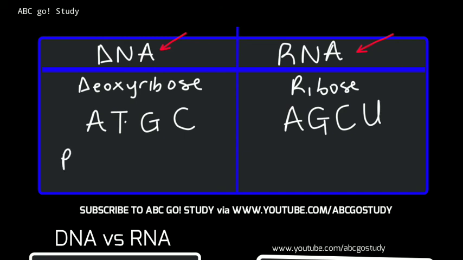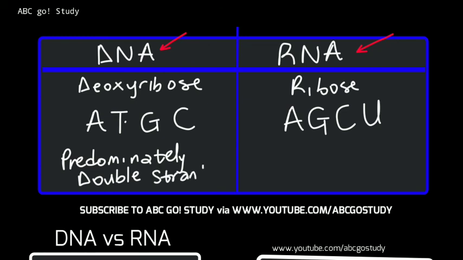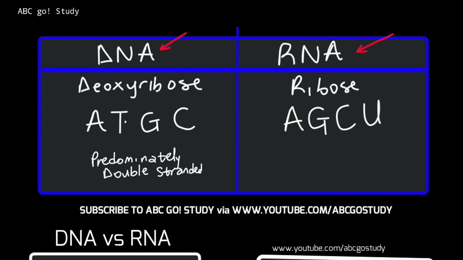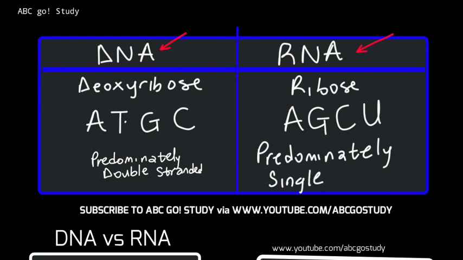Now, another one is that DNA is predominantly double-stranded. So just write that down. Predominantly double-stranded. While RNA is predominantly single stranded. So let's write that down also. We have RNA to be predominantly single stranded.